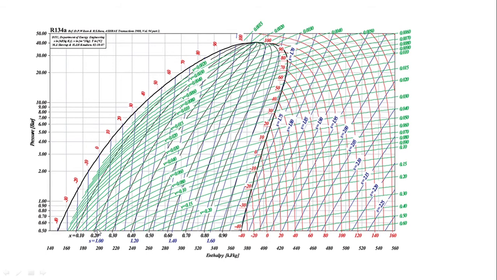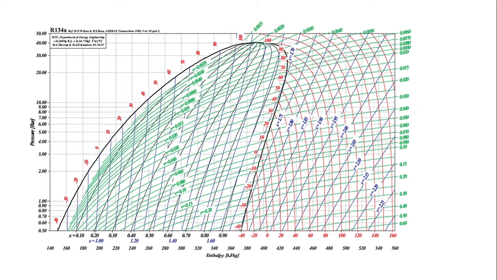Similarly, the 0.20 line is showing 20% vapor, 80% liquid. The 0.70 line means 70% vapor, 30% liquid. So like this there are different dryness fraction lines. You can see the black lines, those are the dryness fraction lines.